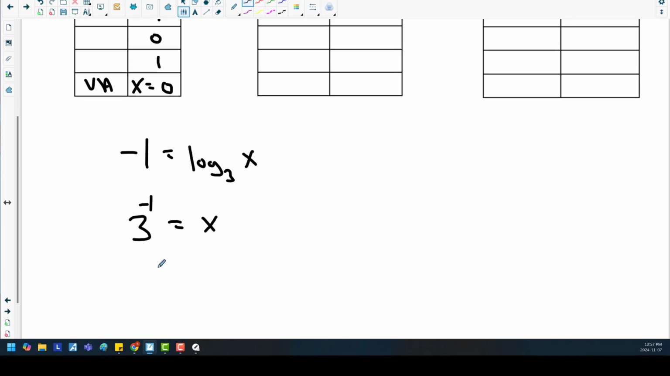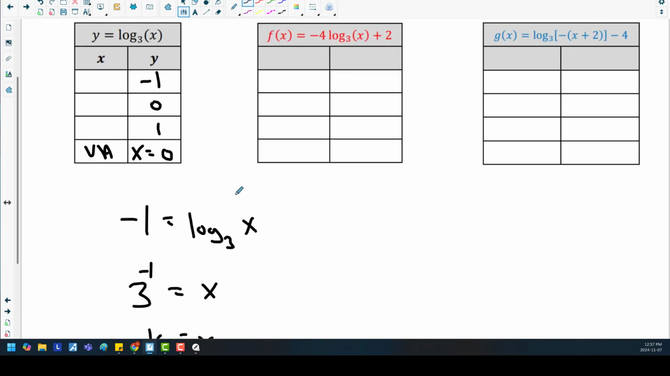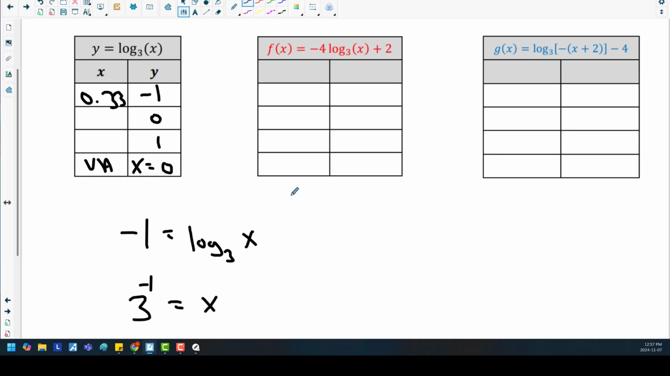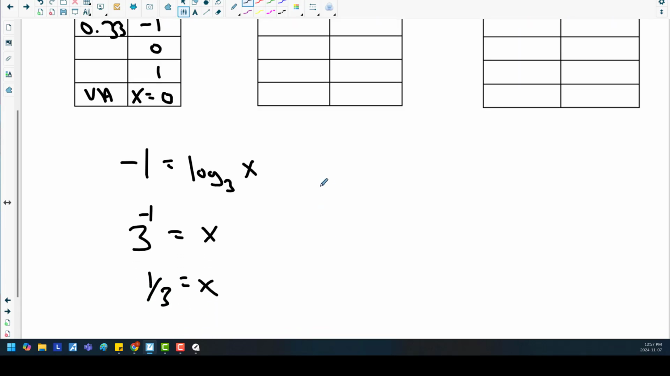And 3 to the power of negative 1 is just 1 over 3. So here we have 0.33. 0 is another example. So here we have 0 is equal to log base 3 of x. We just raise everything with a base value of 3.